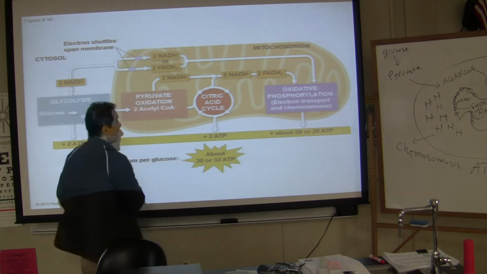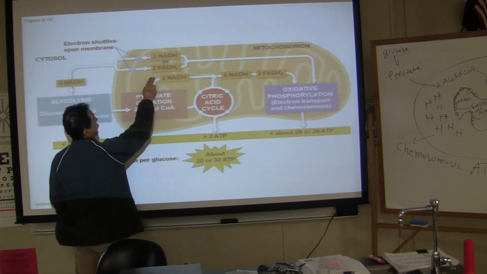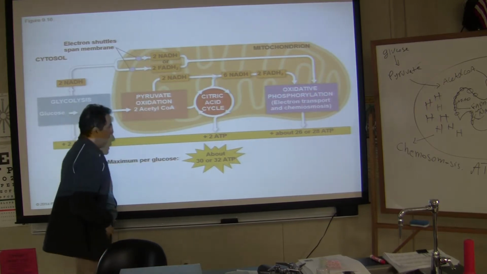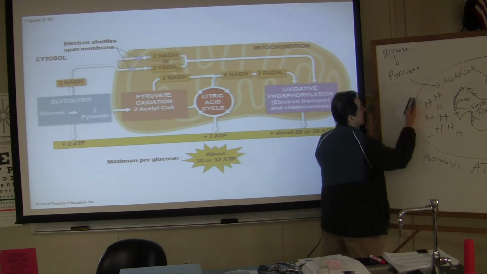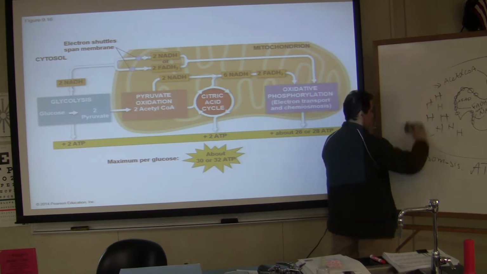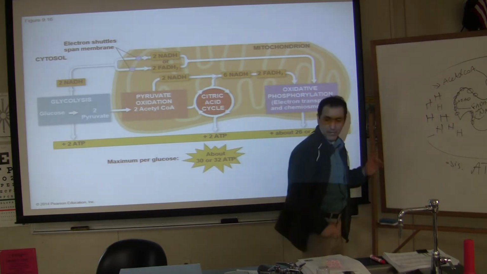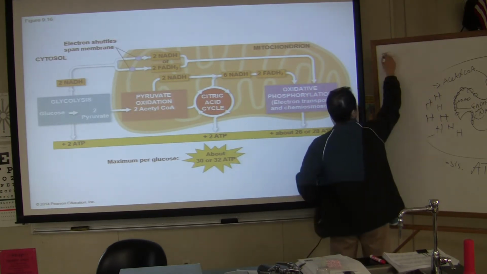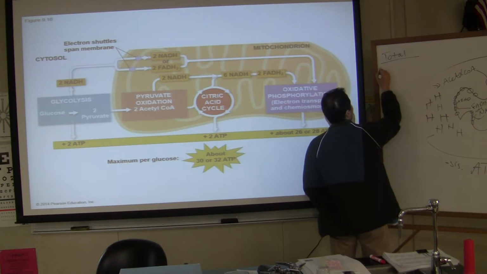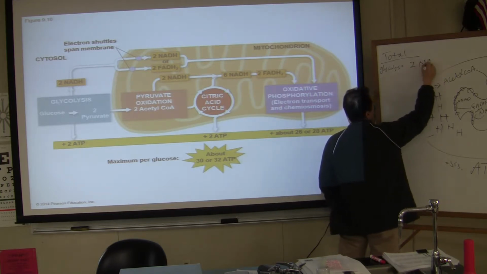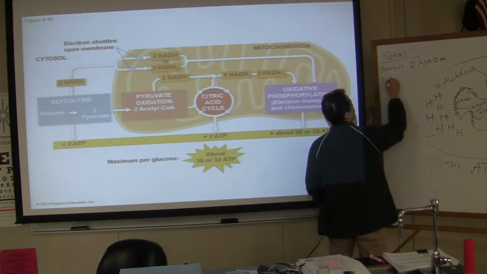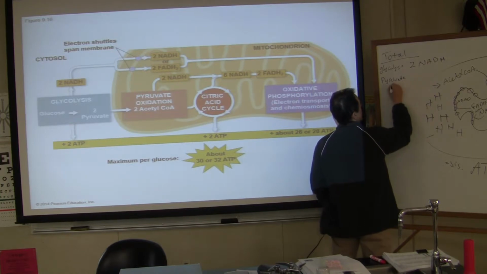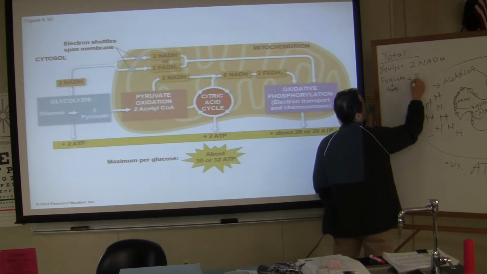Okay, and then, of course, you have 2 FADH2, 2 NADH, 2 FADH2. So, can you run it by me? Can I erase this a little bit? Give me the total of NADH. From glycolysis, how many NADH? 2 NADH, right? Conversion of pyruvate to acetyl-CoA, how many NADH? 2 NADH.